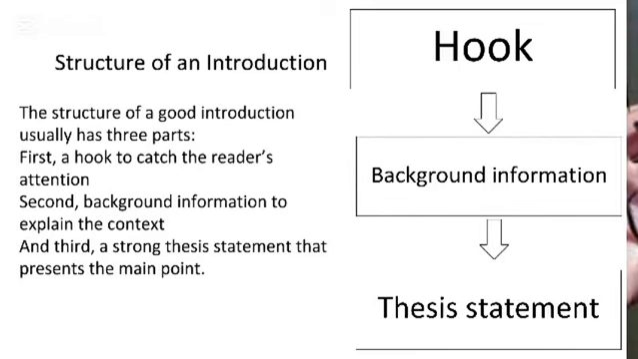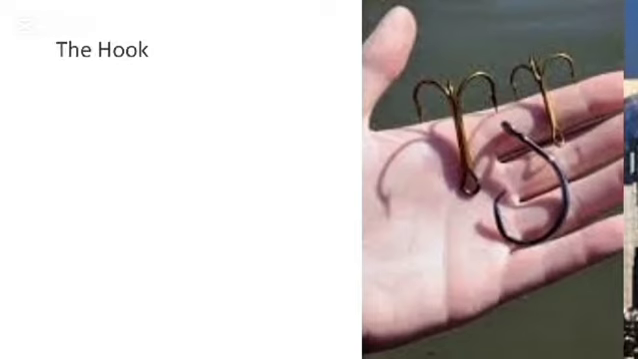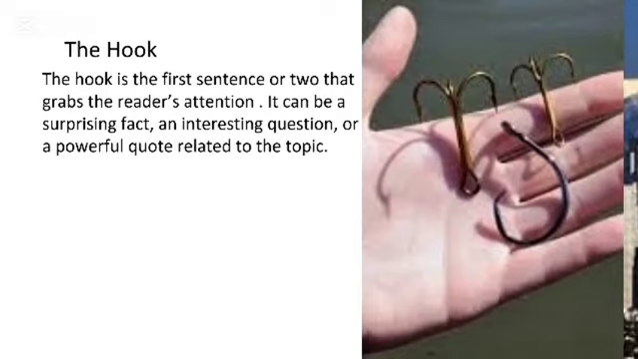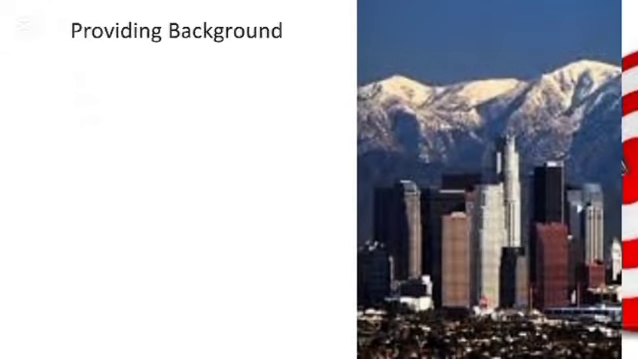We're going into the structure of an introduction. First we have our hook, then we have our background info and a thesis statement. So the hook catches the reader's attention. Background info explains the context of our introduction, and the thesis statement clearly lets the reader know the main points. So the hook, as I said, catches the reader's attention. It can be a surprising fact, an interesting question, or a powerful quote related to the topic that we are writing about.